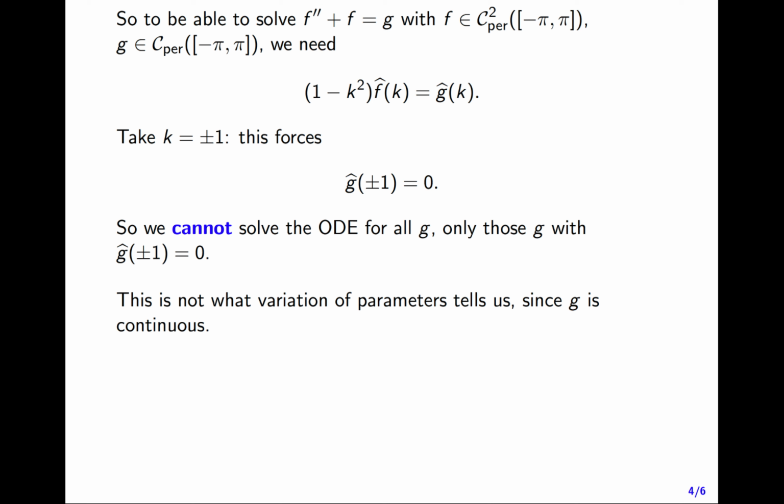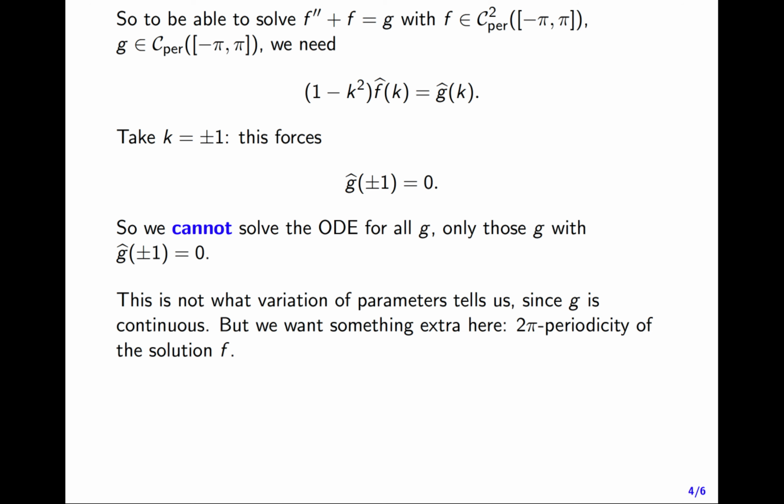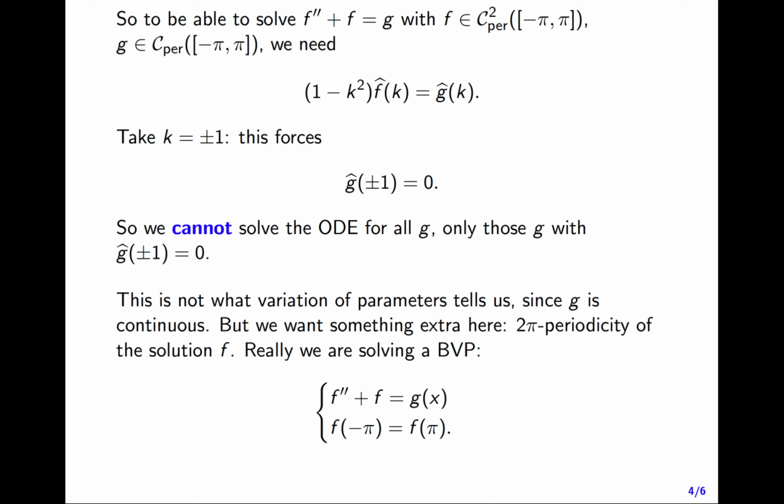But look a little deeper at what I'm trying to do. I don't just want a C2 function f to solve this problem. I want a C2 periodic function f to solve this problem. So this 2 pi periodicity of f constrains us a little more to what non-homogeneities g we can allow. Really, we're solving a boundary value problem here. We want f double prime plus f equals g of x, and f of minus pi equals f of pi. And as we've seen several times throughout the course, and as we will see in more detail in the coming weeks, boundary value problems can have much trickier behavior than initial value problems.